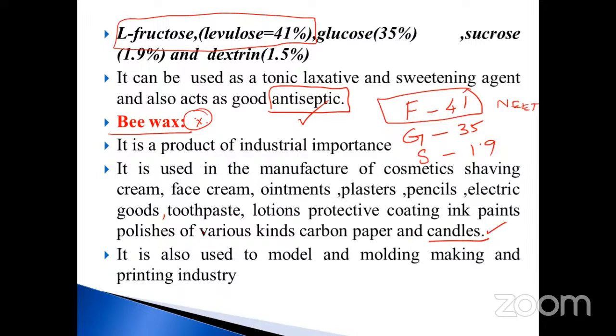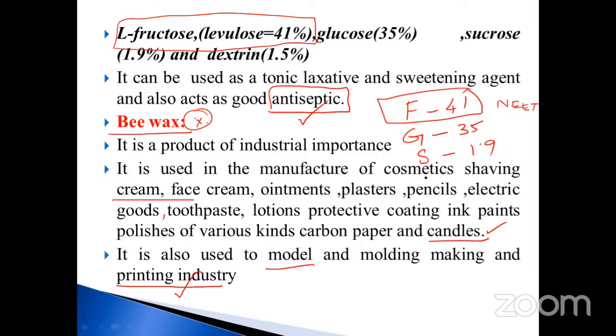Okay, mate, don't forget, these are the important uses of beeswax. It is also used in modeling, molding, making, and printing industries. The model means the clay model like that. Here, the wax model is there. Molding is also there. Making, printing industries. These are the important things.